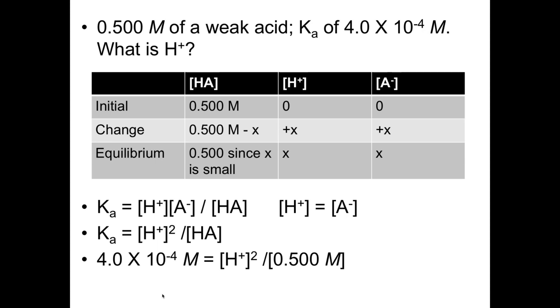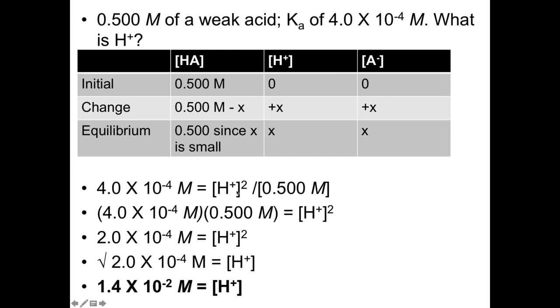So then setting this up here, Ka will be H plus times A minus divided by HA. Again, since the concentration of H equals the concentration of A, we'll have H plus squared divided by HA. And because the K value is 4.0 times 10 to the negative fourth, that'll equal H plus squared divided by 0.500.